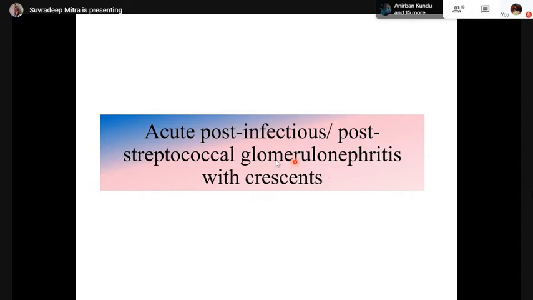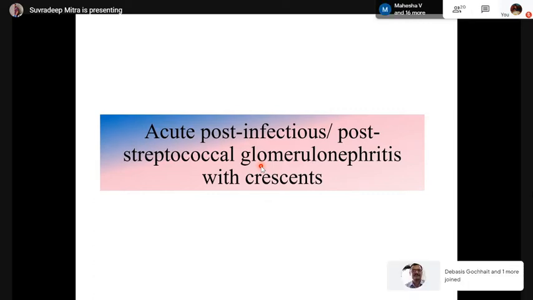So here I just want to tell you, we have seen a crescent. I have shown you around 4 glomeruli at least, and out of which only 1 glomerulus was showing a little bit of crescent. So this we cannot diagnose as crescentic glomerulonephritis because only 25% of the glomerulus is showing the crescent. So we label such cases as acute post-infectious glomerulonephritis with crescents.